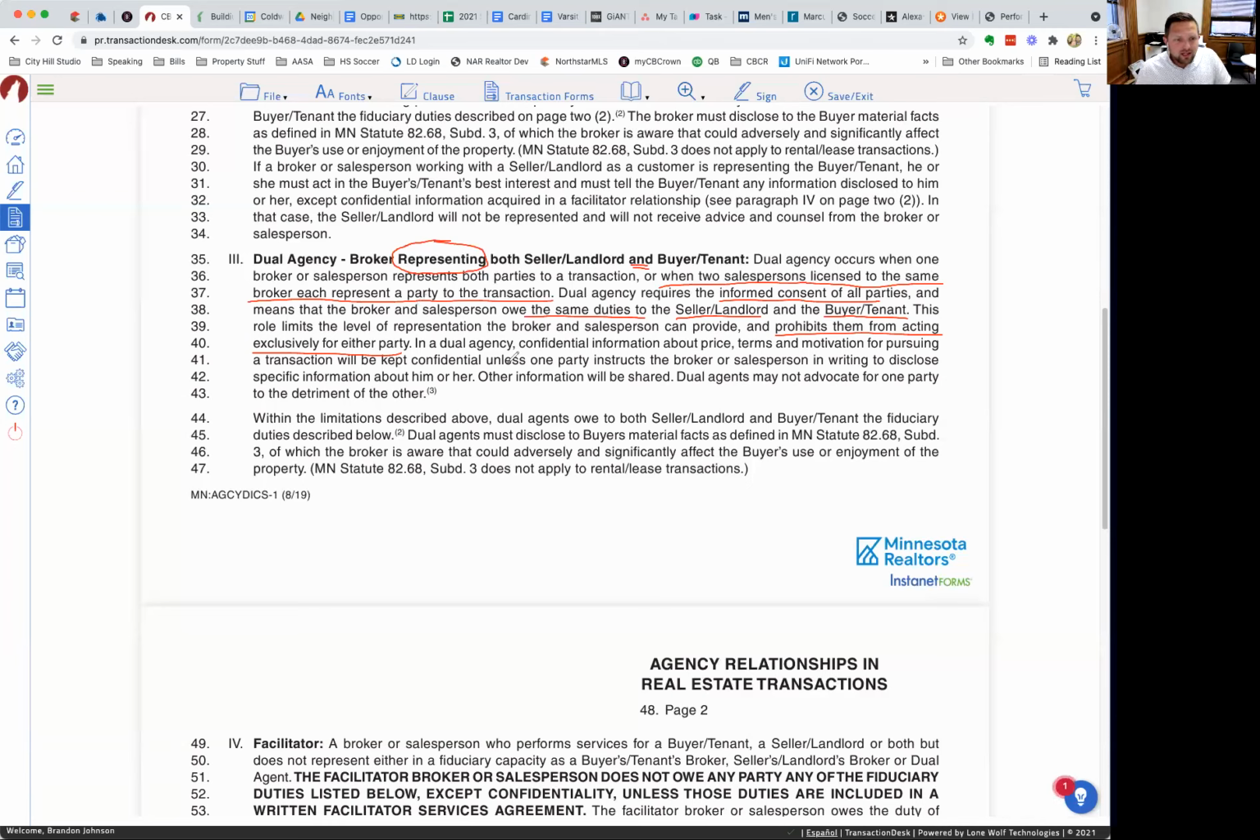So in a dual agency, confidential information about price, terms, and motivation for pursuing a transaction will be kept confidential unless one party instructs the broker or salesperson in writing, notice that phrase, right, to disclose specific information about themselves. Okay, so an example of this would be, if Ashley and Danny have a deal going right now, and Danny's got a listing that Ashley's selling, and Danny's seller says, hey, we're in the middle of negotiations. I know you guys are in that dual agency thing that you explained so well to me, but you know what, I don't really care. Let them know that I'll sell for 10 grand less.